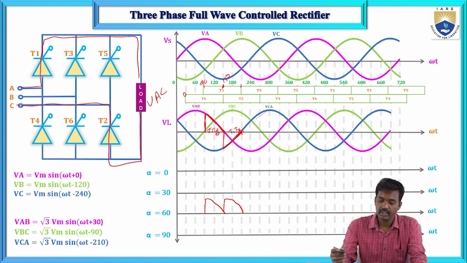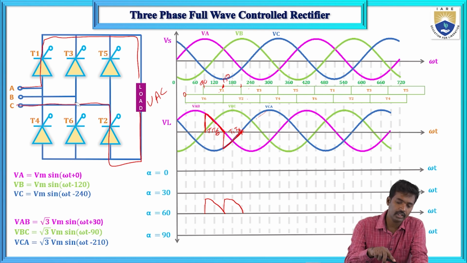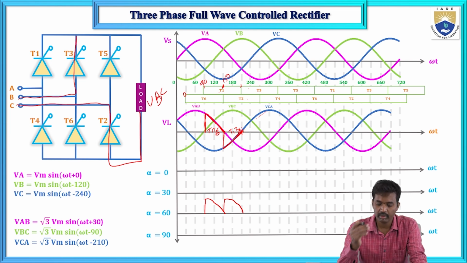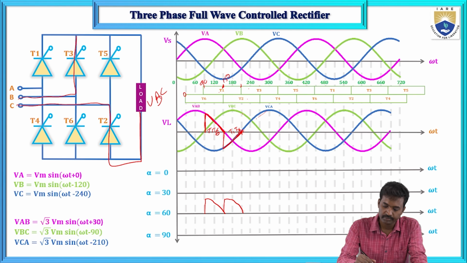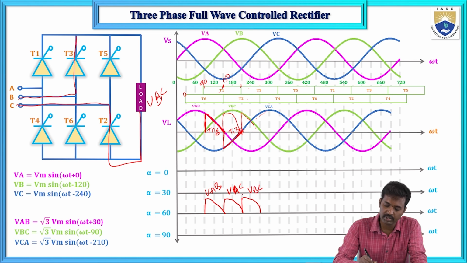And next case, this duration, 210 to 270 degrees. Now T3 and T2 will conduct. T3 and T2 will conduct means VBC. So VBC is here, this one. Minus of this one means it will come like this. So this is VBC. So VAB, VBC, VAC, and this is VBC.